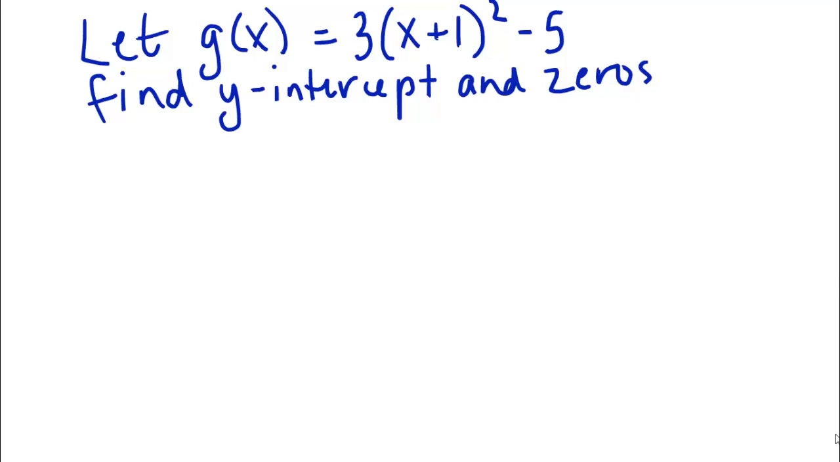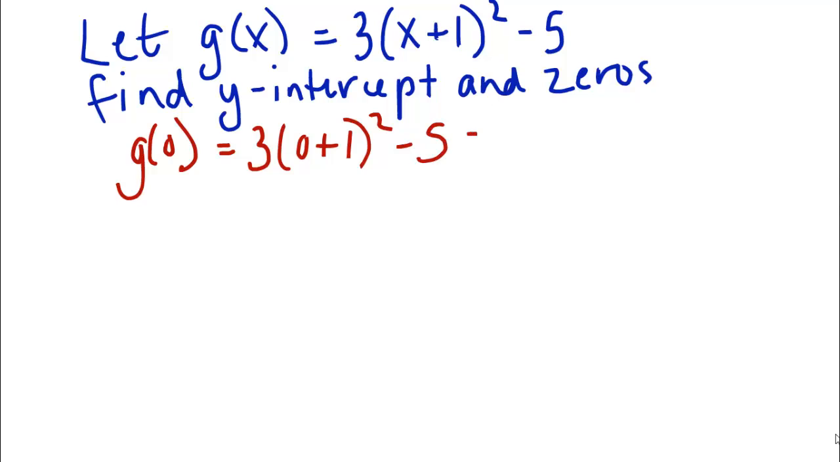Is it always so easy? Let's find the y-intercept here. g of 0 equals 3 times (0 plus 1) squared minus 5. Well, that's just 3 minus 5. That's -2. No big deal. So our y-intercept was (0, -2).